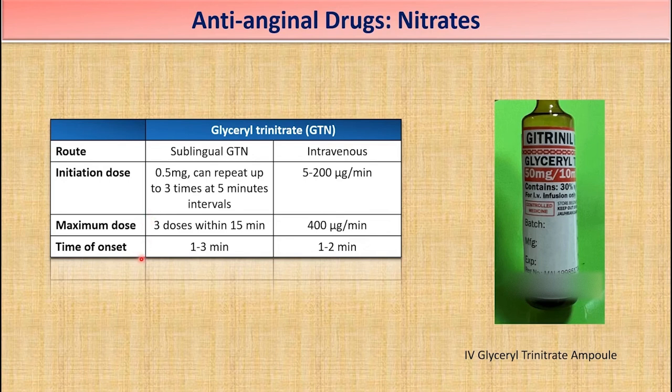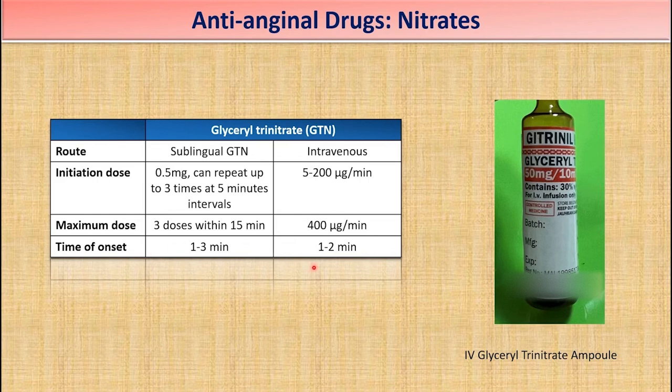Most importantly, please take note that the onset of action for sublingual GTN will be within 1 to 3 minutes. So in the history, we always ask, how fast was the chest pain aborted by this sublingual GTN? At least it lets us know whether it is truly an angina or a non-cardiac ischemic chest pain.